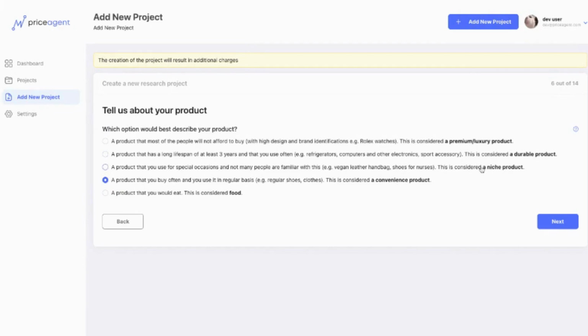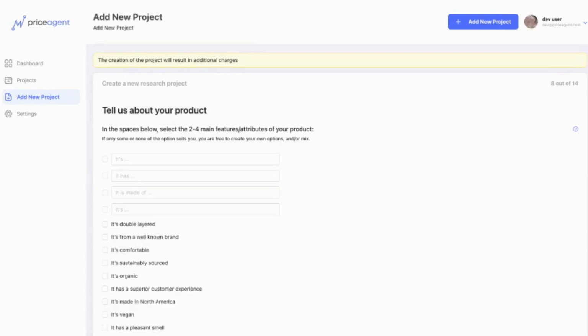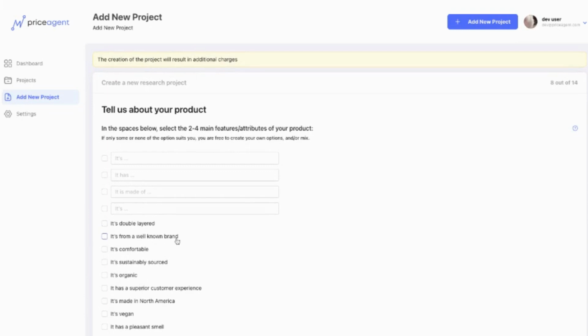So these are different categories and we will screen out the responses that we consider not relevant based on what product you have. Moving on, we have to confirm, yes, do we indeed have a convenience product since these are running shoes? And in this step, we get to select 2 to 4 main features or attributes of our products, and we already have some predefined. So for example, we're from a well-known brand. They are comfortable, and they are long-lasting, and they are vegan.